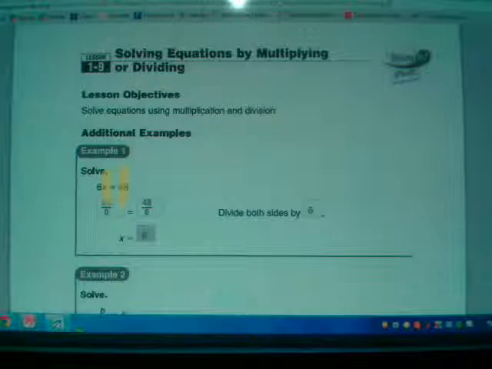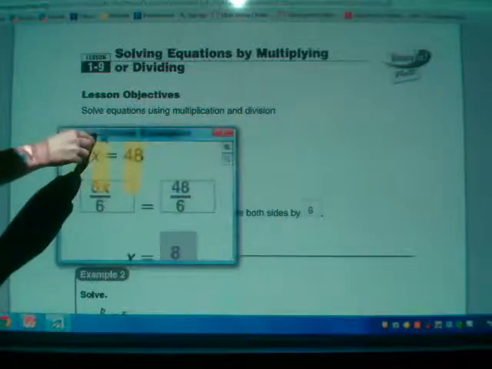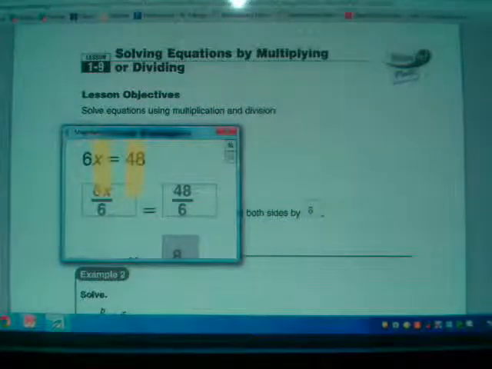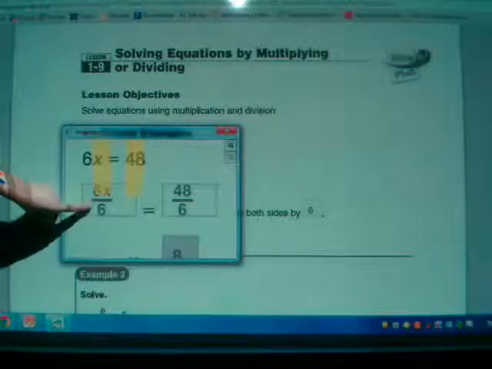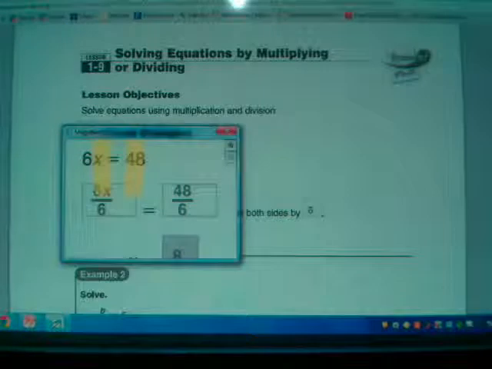Now, I want you to notice how they're showing divide by 6 here. They're showing it like they would show fractions, because remember, a fraction is just a giant division problem. Like 1/2 really means 1 divided by 2. The same thing applies here. They're showing it with a fraction bar, which just means division, and that's the proper way to show it.